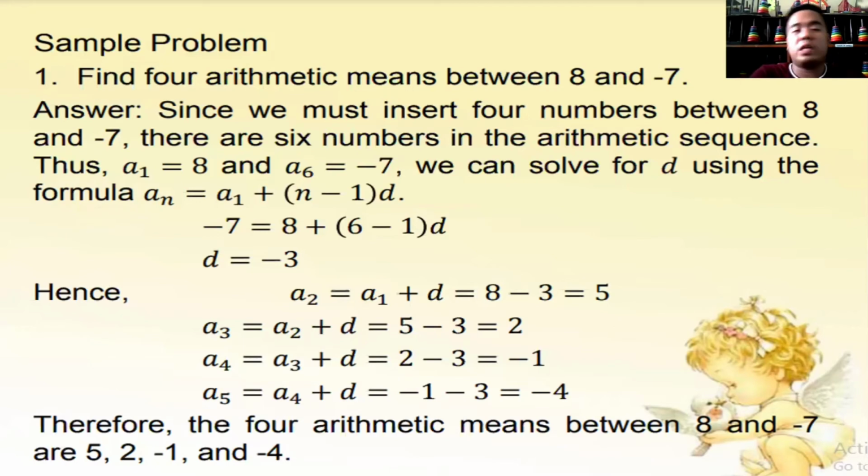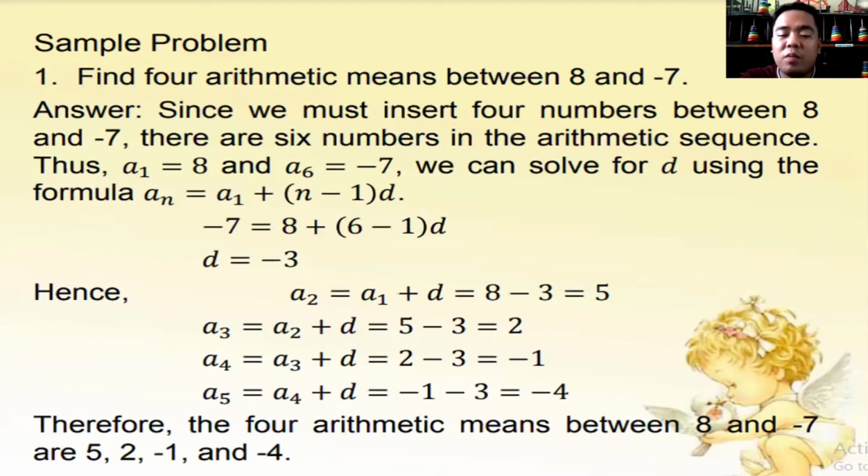Therefore, dito din ka, 8 plus negative 3 is positive 5. Next, positive 5 plus negative 3, muna na ay positive 2. Next, positive 2 plus negative 3, munang positive 1. Next, positive 1 plus negative 3... Sorry, your common difference there is negative 3.